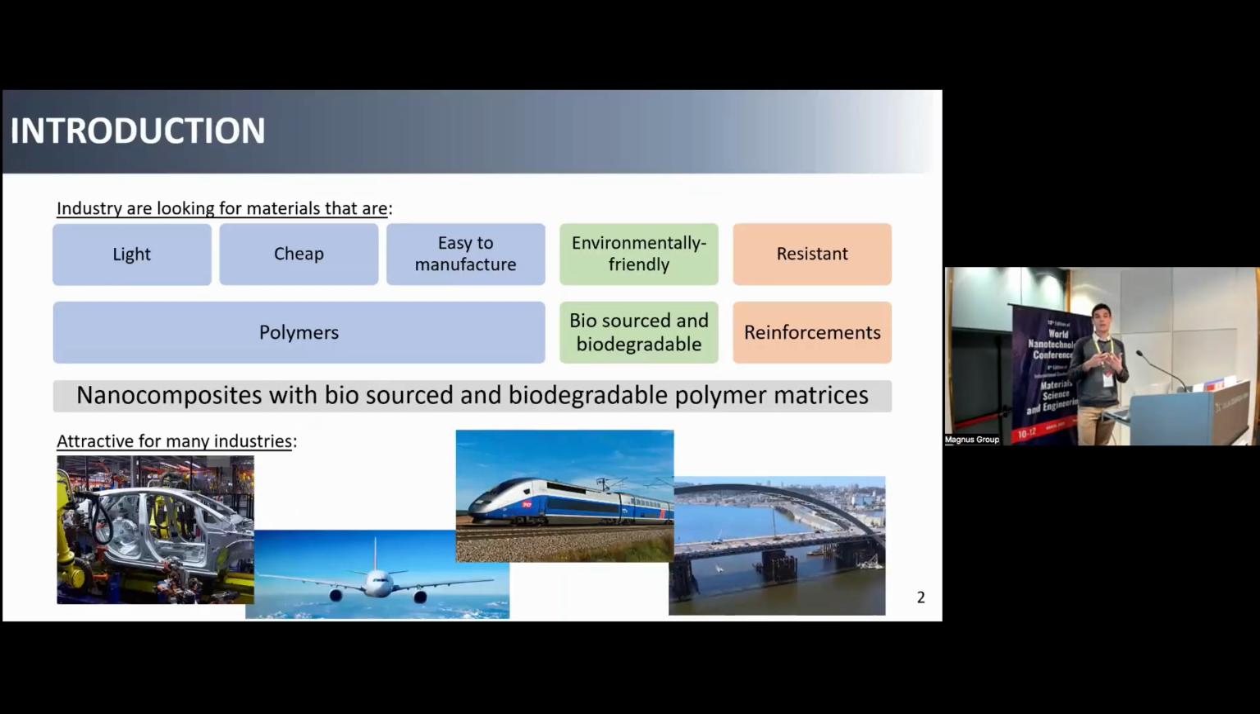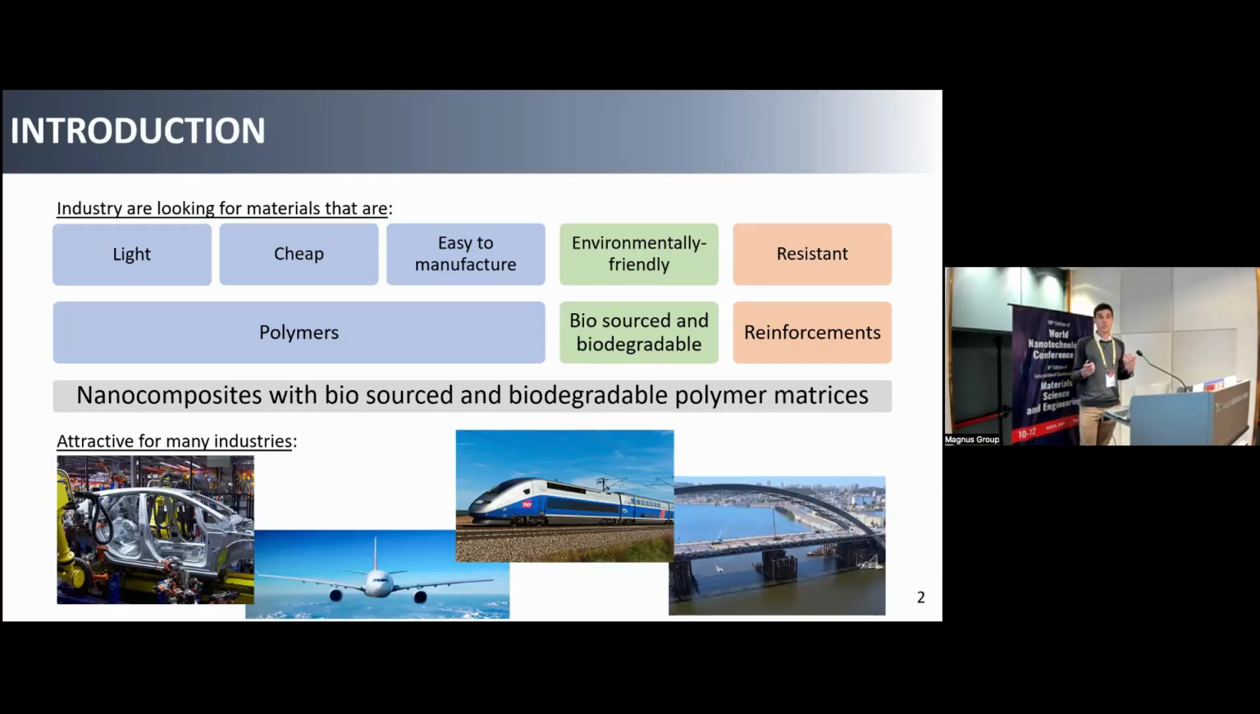The industry is looking for light materials that are cheap and easy to manufacture. These are the three main characteristics that the industry is looking for, and therefore they use polymer materials that regroup these three characteristics. Also, more and more we look for environmentally friendly materials, which leads to the use of biosourced and biodegradable materials.